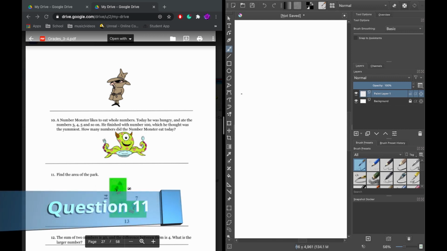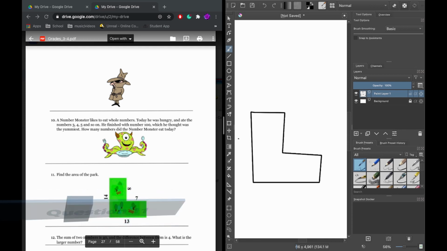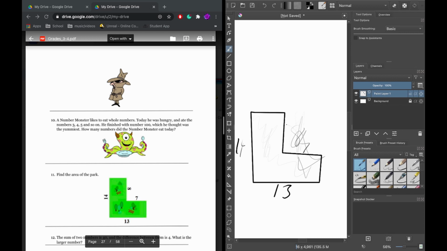So find the area of the park. So yeah, and then this side would be 14, this side would be 13, and then this side would be 7, and this side would be 8. So first what I would do is I would pretend this would be one whole rectangle that didn't have any cut out. To find the area of it, I would do 14 times 13.